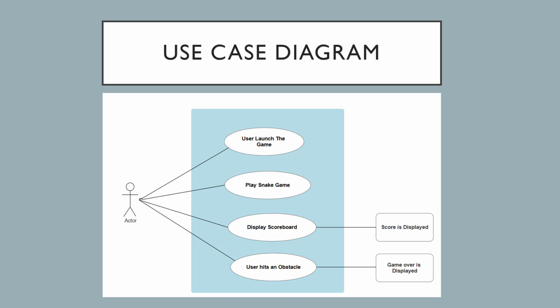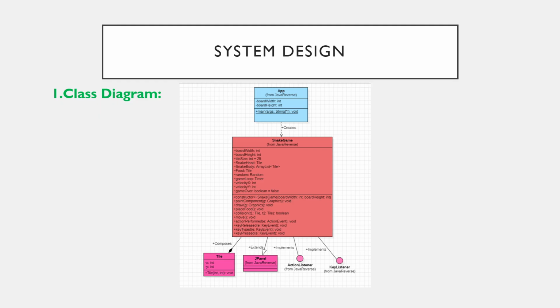So this is the use case diagram of the requirements. First of all, the user launches the game, plays the snake game, and the scoreboard is displayed. When the user hits the obstacle, game over should be displayed, and then the score is displayed.